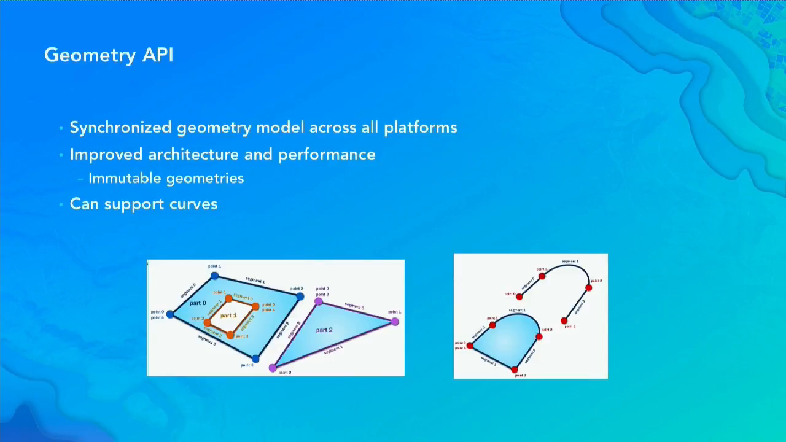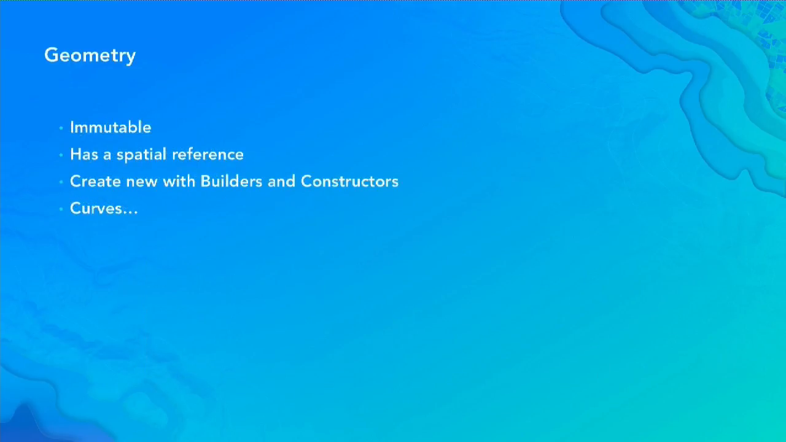We also wanted to accommodate curves in our object model. And so with geometry, we made things immutable. Every geometry has a spatial reference. We have a builder pattern. For simple geometries, types like points, we have a constructor. It's very easy. Envelopes, very easy to construct, just using the constructor.